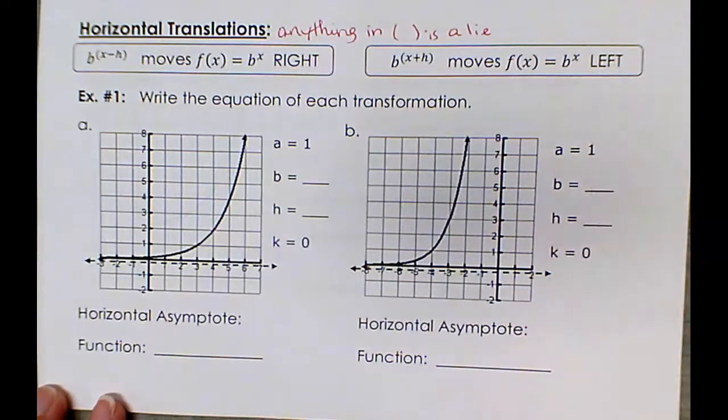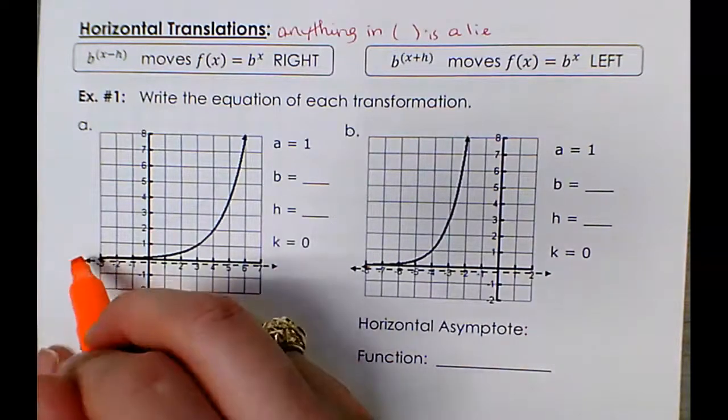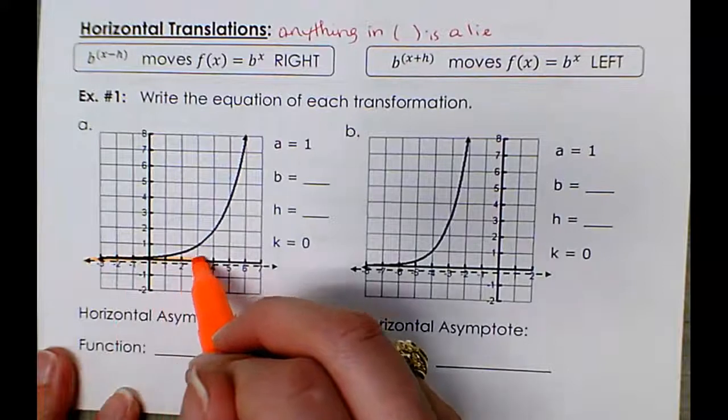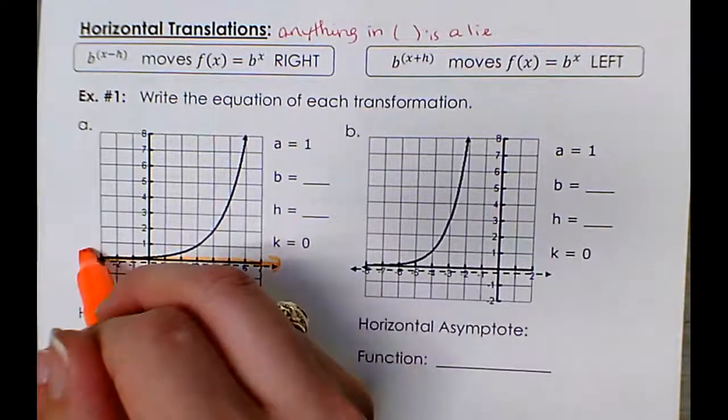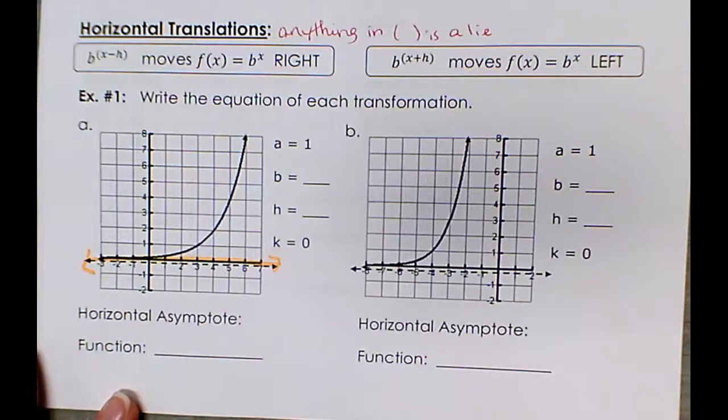So let's look at the examples. It says write the equation of each transformation. So I'm looking for the asymptote. It starts to flatten out right here. I'm looking for that point that's just 1 up. So it should be here, but it's actually over here this time. And then I'm looking for that distance, the next unit over. I'm looking for that distance.